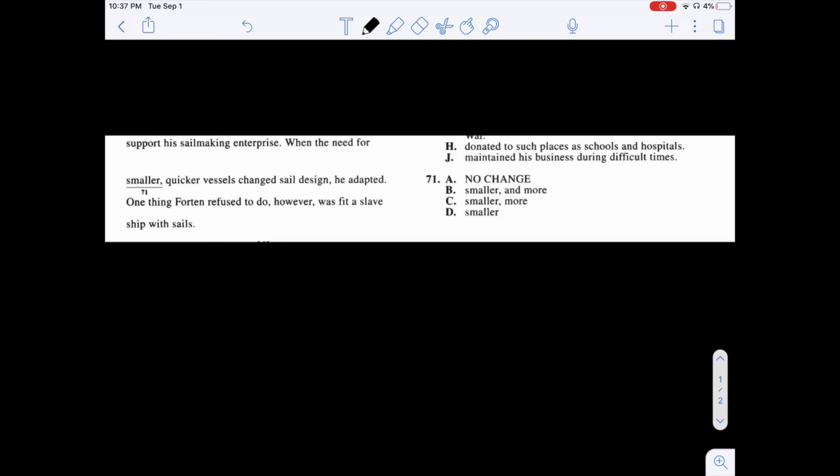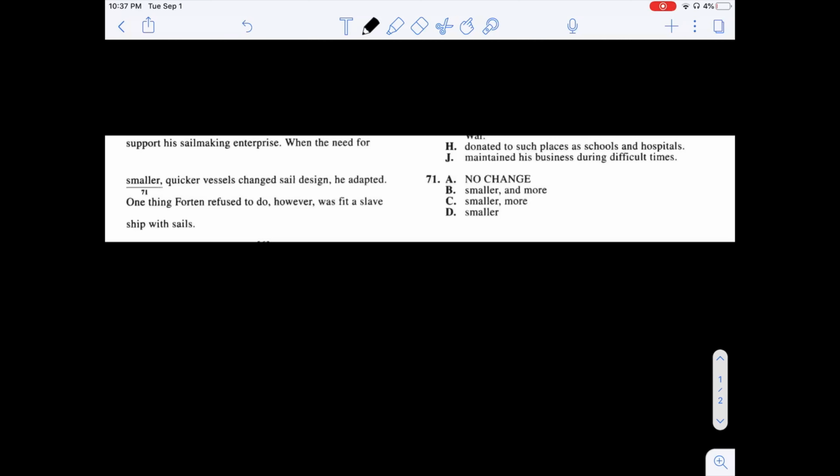So if I have 2 or more adjectives, they are separated with a comma if I switch the 2 adjectives, the meaning of the sentence remains the same, or if I put an "and" between the 2 adjectives, the meaning is still the same. So if we look at 71, does this need a comma or does it not need a comma? "When the need for smaller, quicker vessels changed sail design, he adapted." So that's our sentence. The 2 adjectives we have are smaller and quicker.